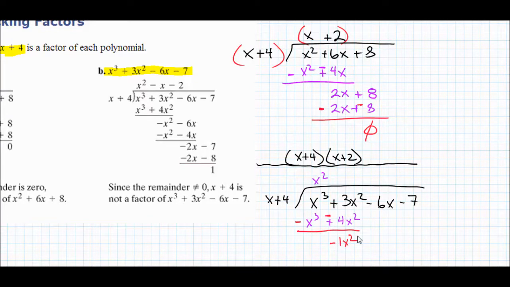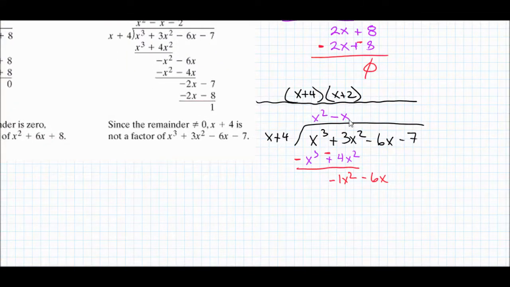Okay, so we have to drop down the next part, which is minus 6x. To get a negative x squared, the next part of the quotient would be minus x. Negative x times positive x is negative x squared. Negative x times 4 is negative 4x. To subtract them, we have to change the signs.